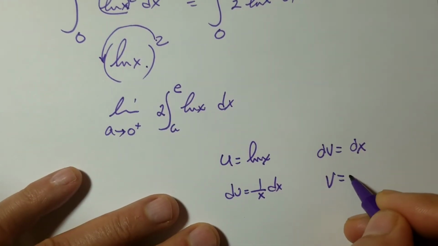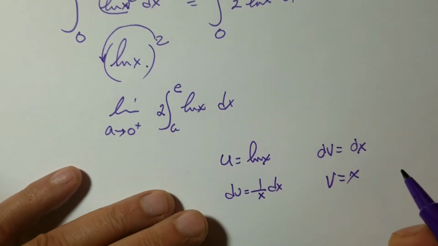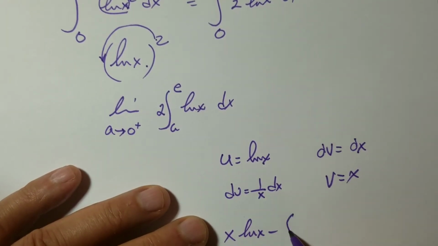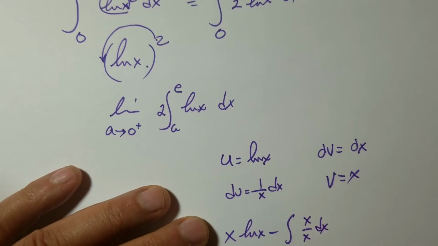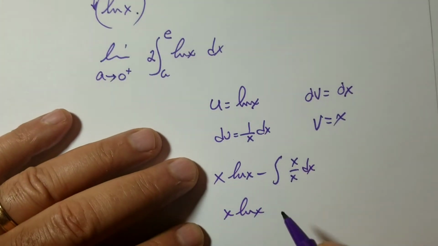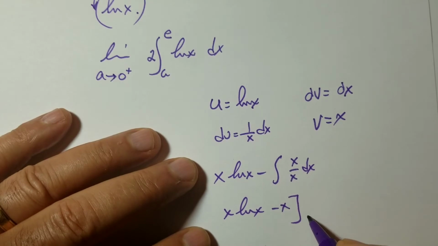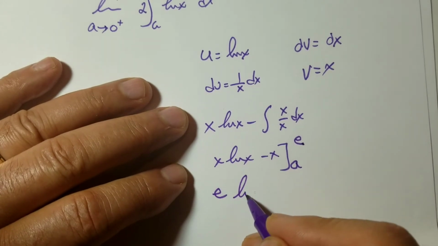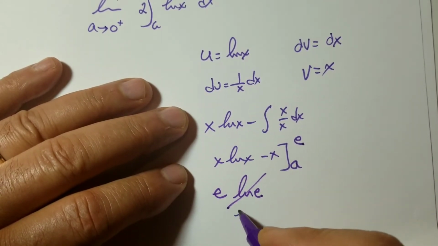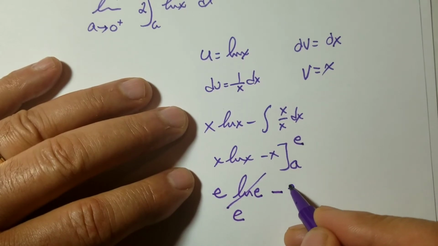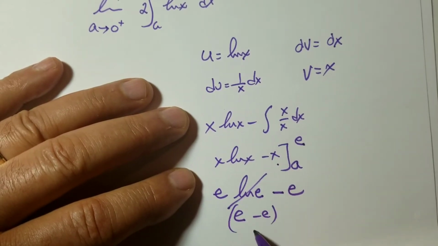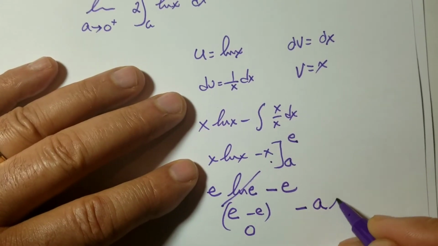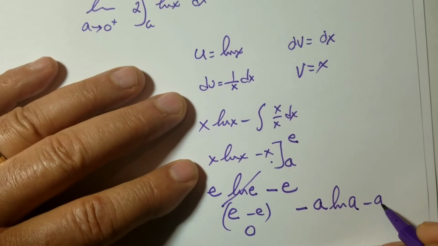But your v is x. Right now, your answer is x natural log of x, minus the integral of v du, which is x over x dx. And that answer is x natural log of x minus x from a to e. E natural log of e. Natural log of e is 1. This is e, minus an e. The first piece is 0. Minus the second piece, which is a natural log of a minus a.